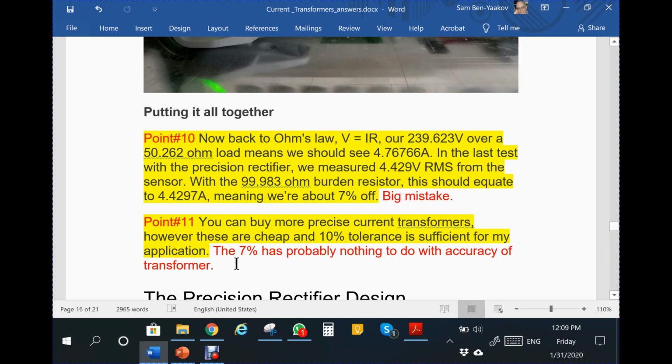Obviously, it's not. Current transformers are pretty accurate because they primarily depend on the turns ratio, and you can't be off by that much. And so this 7% is obviously due to the fact that the resistance of the heating element is higher, and this is consistent here. You see, calculating it from the cold heater, it's 4.7, and the actual measurement is 4.4, which makes sense because the heater was getting hot. So this is also a very big mistake here.